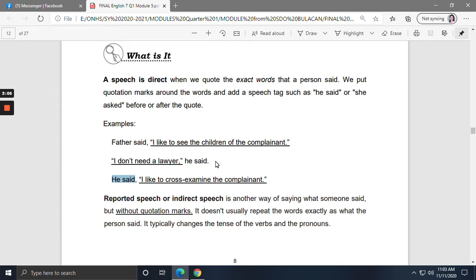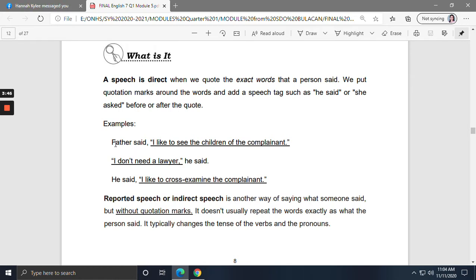So let us focus on example number 2. If you will notice, the comma is inside the quotation mark. Take note, inside the quotation mark. But in the format where the explanatory part is written in the beginning, no need to put the comma inside the quotation mark. But if you will write this part at the end, you need to put the comma inside the quotation mark. Okay, I hope it is clear.